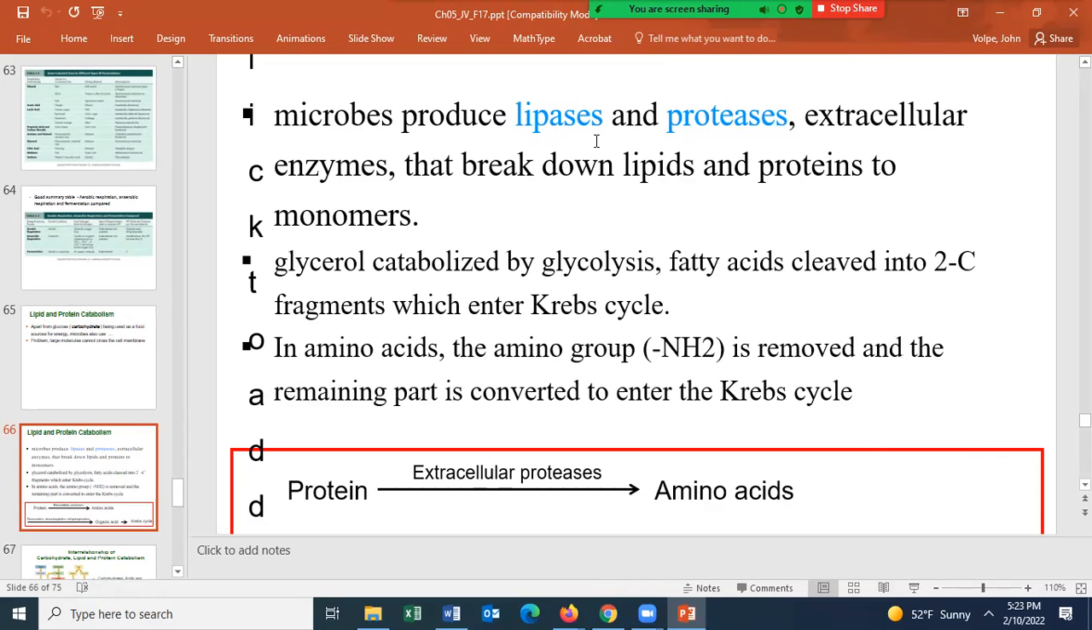For lipids, the cell produces lipases and then secretes those enzymes extracellularly to digest the lipid outside the cell, making fatty acids and glycerol, and then brings the smaller molecules into the cell by active transport. For proteins, the cell will make proteases, digest the proteins outside the cell, forming amino acids, and then bring the amino acids into the cell by a transport protein.